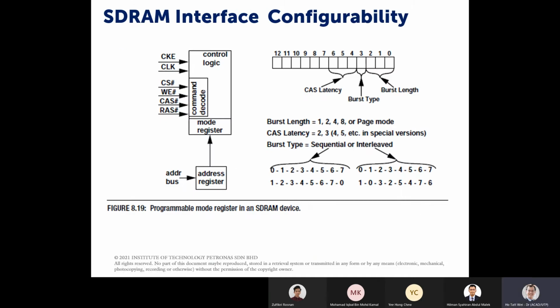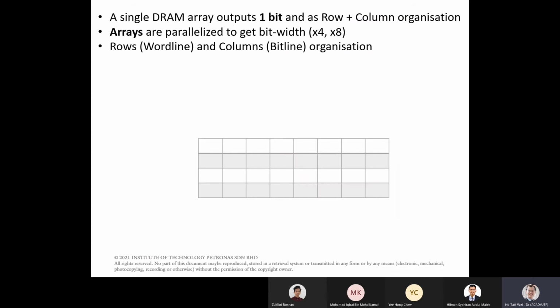All right, now we come to the configurability of the interface. Just like your microprocessor or microcontroller, you have to set up your registers, the configuration bits. So you also have configuration bits for SDRAM. You can actually change the burst length. What do I mean by burst length? Burst length means, are you reading 1 bit in a row, 2 bits in sequence, 4 bits in sequence, 8 bits in sequence, 16 bits in sequence, or the whole word length?